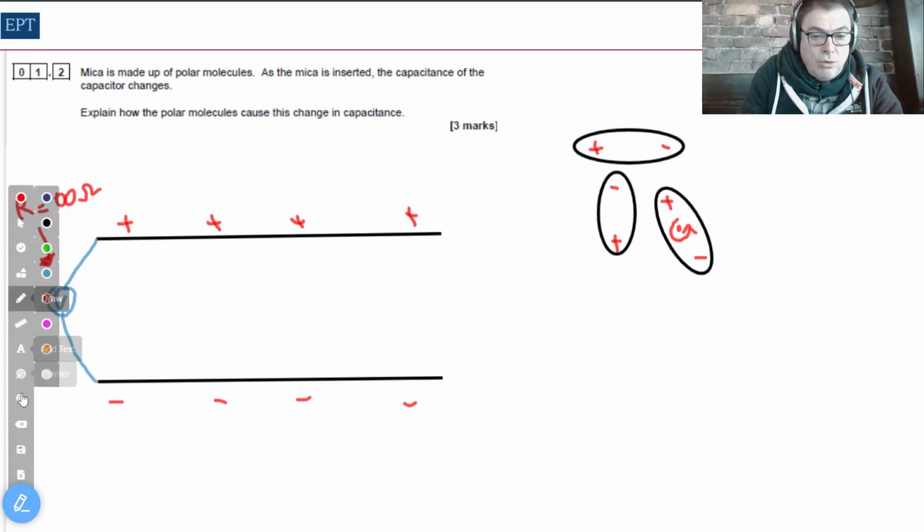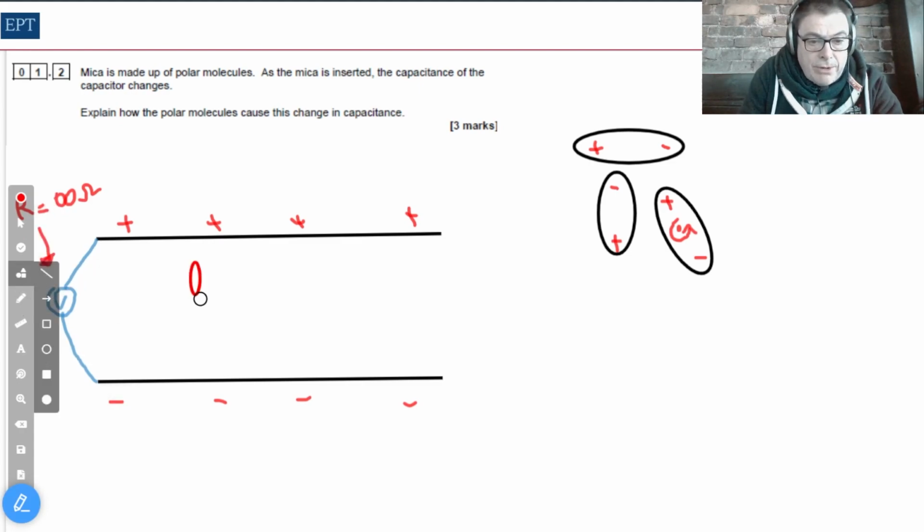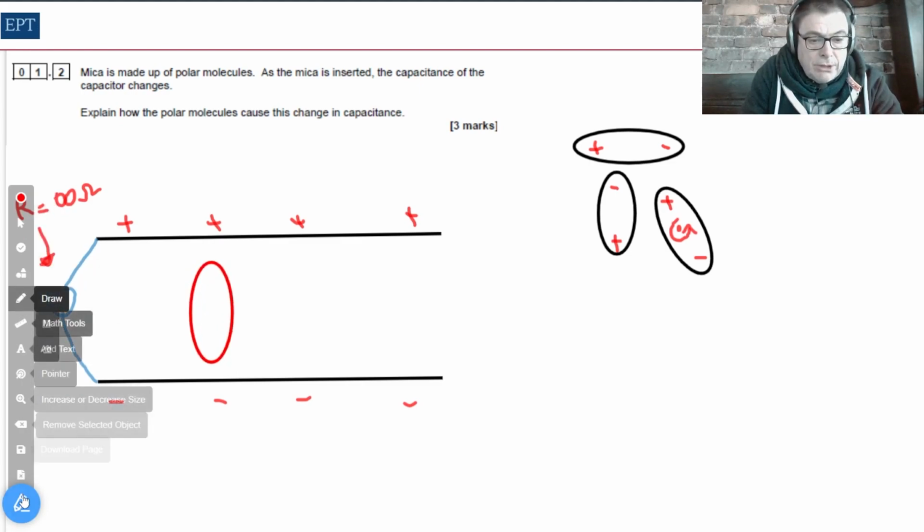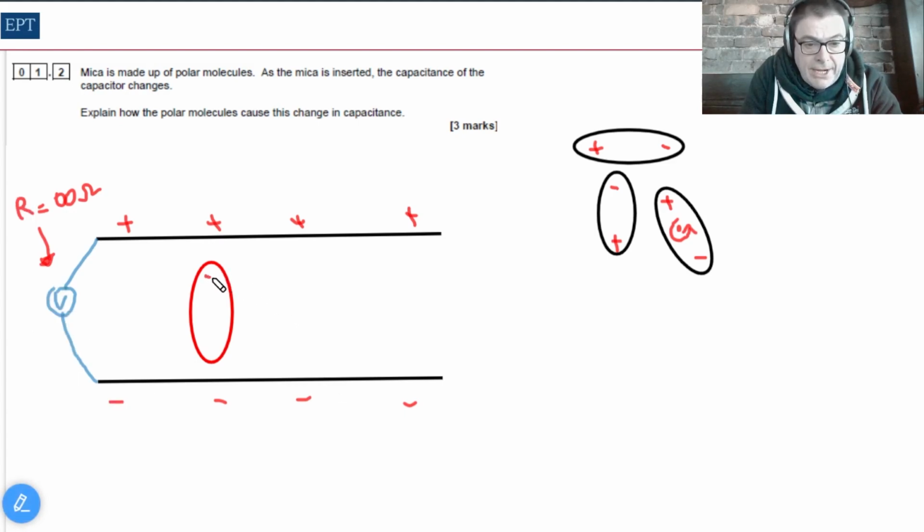Okay, so what happens then is that when we put the mica in, we line up one of our sausage molecules. I'll do a big one like this. It's going to line up with a negative at the top and the positive at the bottom. So now imagine that you've got a whole pile of these mica molecules lined up like that. Just considering the mica molecules, plus at the bottom, negative at the top, they're going to create an electric field, just the mica molecules, heading upwards.